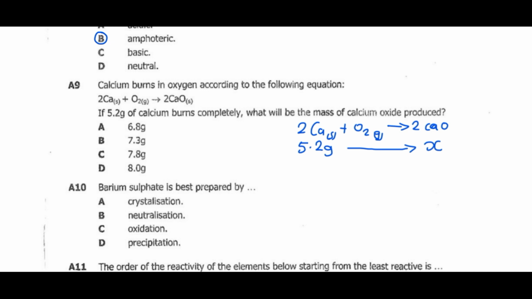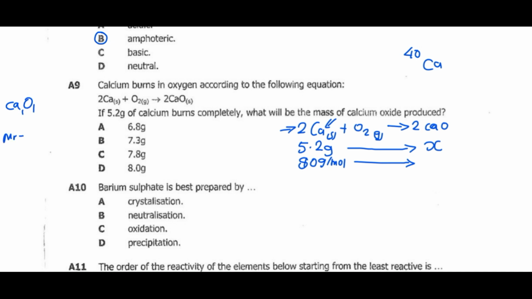Now, if you go on the periodic table, you find that the mass number for calcium is 40. So now for here we can say that this is not a compound, it's an element. So this 40 will multiply with the number in front. So we can say that we have a 2 in front. So 2 times 40 will give us 80. So this is 80 grams per mole as the molar mass. Then we need also to find the molar mass for calcium oxide.